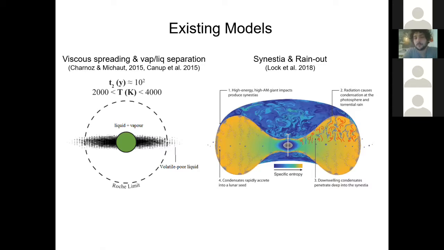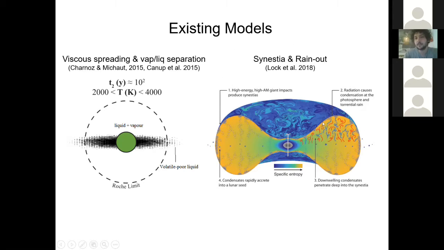So to start with, we wanted to explore a process that had not been explored before, actually. The current models for the way in which you may deplete the moon in volatiles can fall into two categories. The first being viscous spreading, in which as the protolunar disk cools, the disk spreads out and we have a separation from vapor, which stays connected in the interior, and vapor depleted solid material, which is spreading further out beyond the Roche limit, which I'll explain in a little bit.